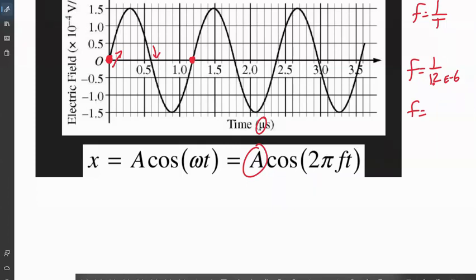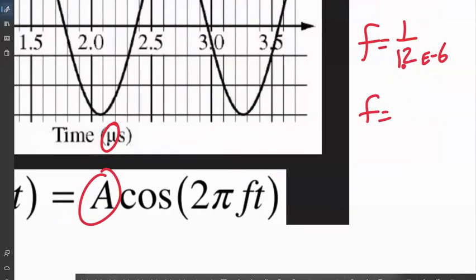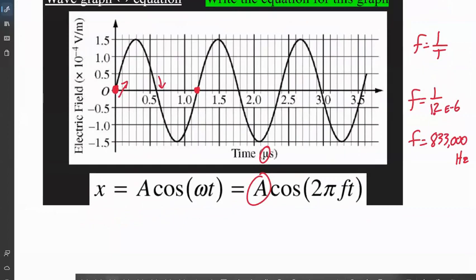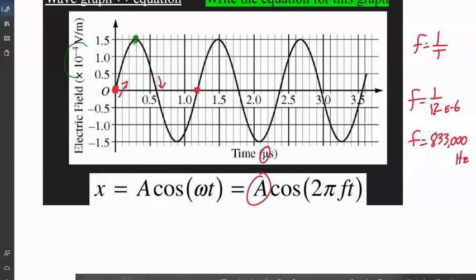1.2 e to the minus 6, 1 over that. So I have, oh, it's a very different number, for sure: 833,000 hertz. And then my amplitude over here, well, the highest up it gets is 1.5, but it's not just 1.5. It is 1.5 times 10 to the minus 4.